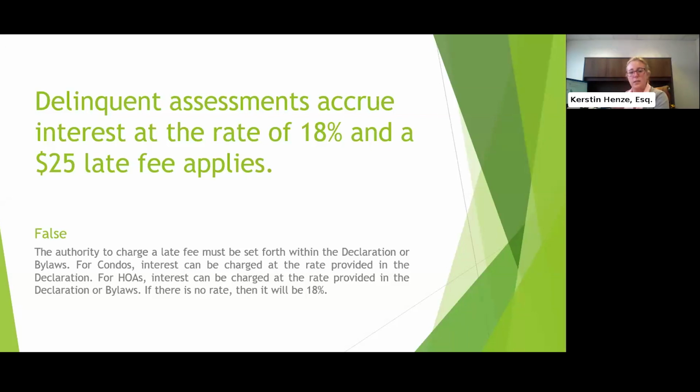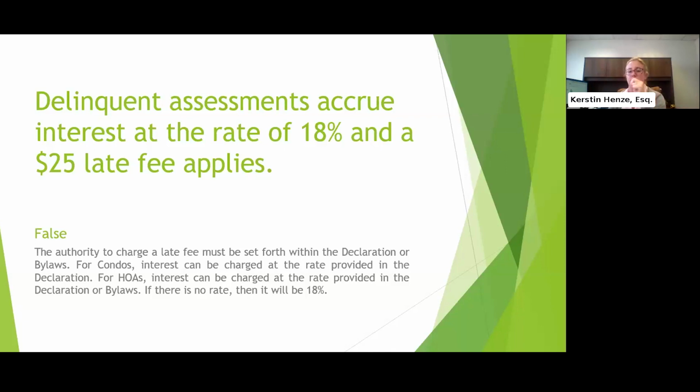So what this language does is that if the statute were to change and now allow you to recover $30 or whatever it might be, then the language in your governing documents basically automatically will apply the new fee that's in the statute without having to amend your declaration or your bylaws each time.